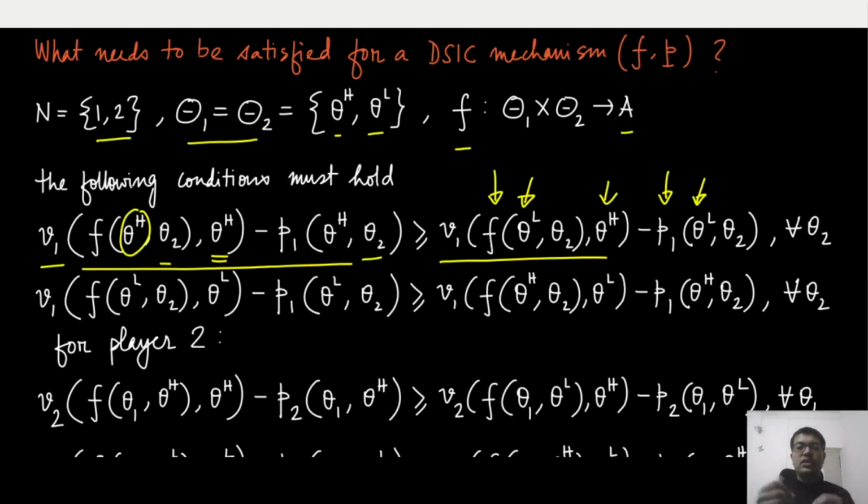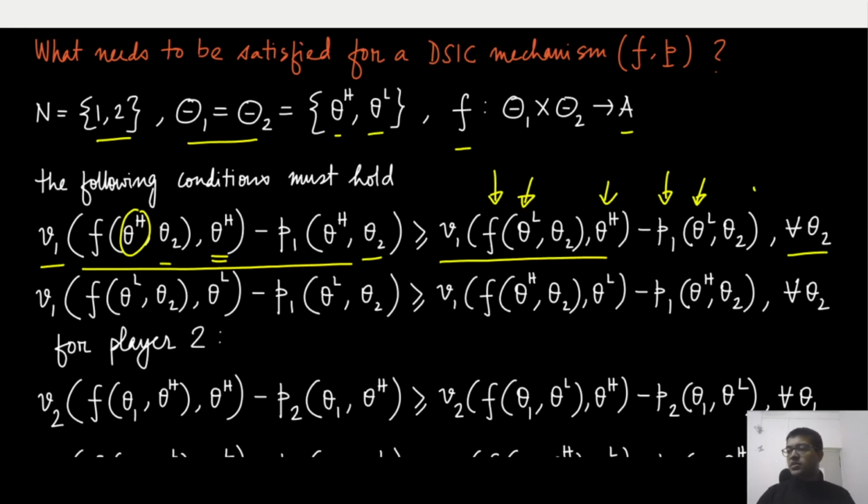It does not know what is the true type. And this expression is from the point of view of the player, because the player knows what is the true type, and it is trying to compare what will happen if I misreport versus if I do not misreport. And this inequality is saying that it is better not to misreport, because the net payoff is not going to be larger if he misreports. And this inequality holds for both these theta 2's.